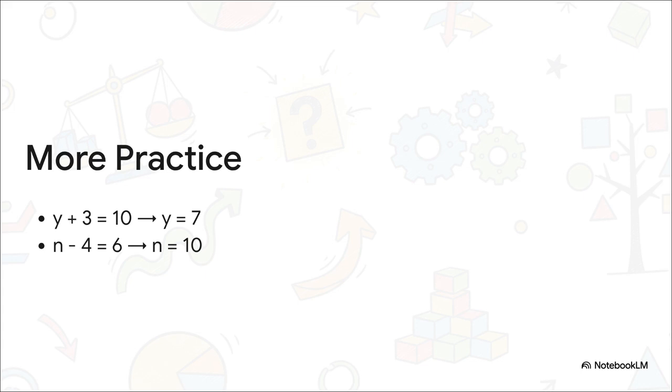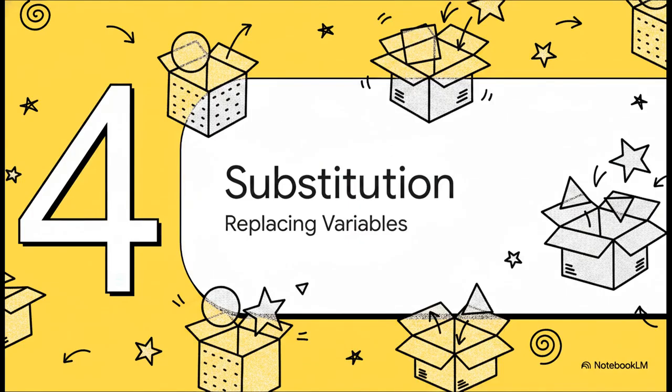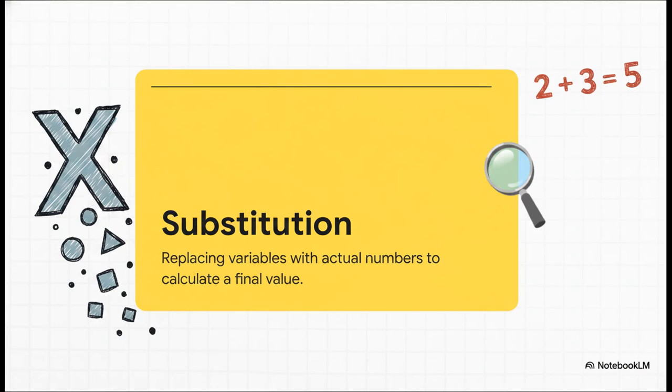Even if it was y minus 10 equals 20, you just add 10 to both sides to get 30. It is always about maintaining that balance. Section 4 introduces substitution. Now this is where the magic happens, and we actually rip open the box to see what's inside. Substitution is the exact moment where algebra turns back into the standard, comfortable arithmetic you already know.